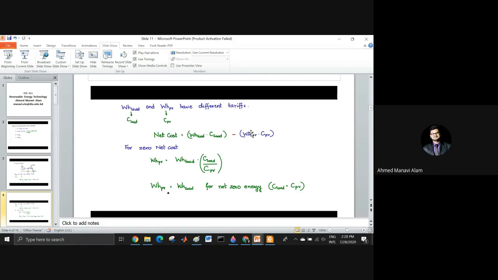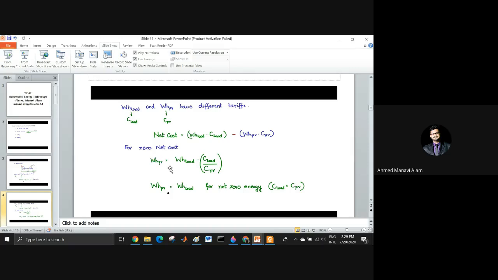That means if you put it in the left hand direction, it will be positive, and WH_PV equals WH_load bracket C_load divided by C_PV. This is a normal algebraic equation. If you do it at home, I don't think it will take much time. It will not take any time actually, because this is a very simple equation. So what does this actually give me, sir?